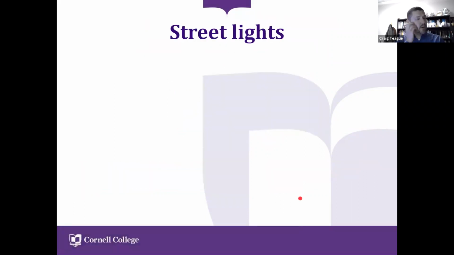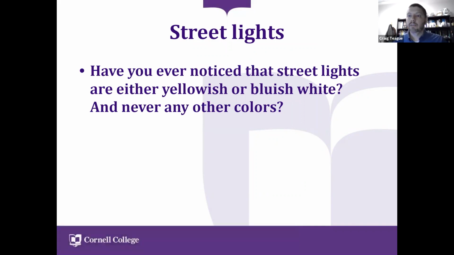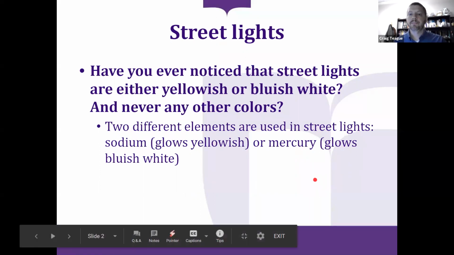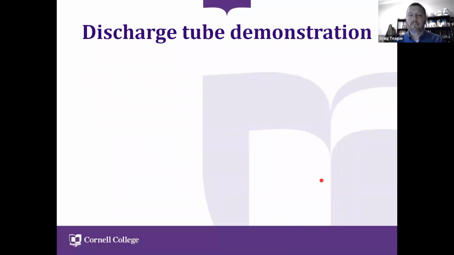So I want to start by thinking about street lights. Have you ever noticed the street lights are either yellowish or bluish white and never any other colors? So why would that be? It turns out that it's because of what's inside the street lights. Street lights are always made from either sodium, which glows yellowish, or mercury, which glows bluish white. And it's always using one of those two things, which is why street lights are always one of those two colors. So at this point, I'm going to switch screens and do a brief demonstration.